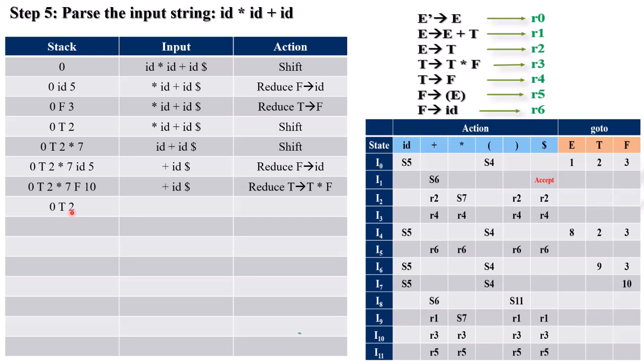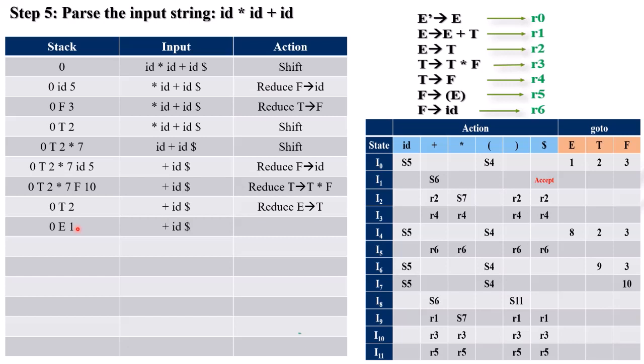What is remaining in the input symbol? Plus and ID. Next we have to check I2 and plus. What is I2 and plus? R2, there is a reduction. What is the production? E tends to T. So we have to reduce E tends to T. So 0 and E will be there. What is 0 and E? 0 and E is 1. So we have to write here 0 E 1. Why here 1? Because we have to check 0 and E. What is 0 and E? 1. So we have to write here on the right hand side 1.